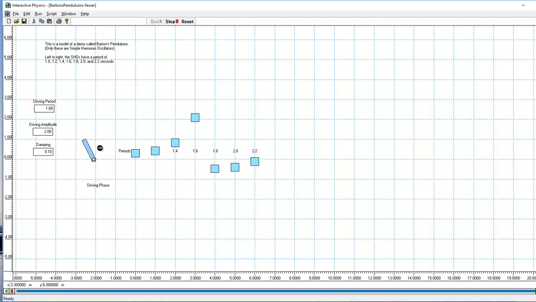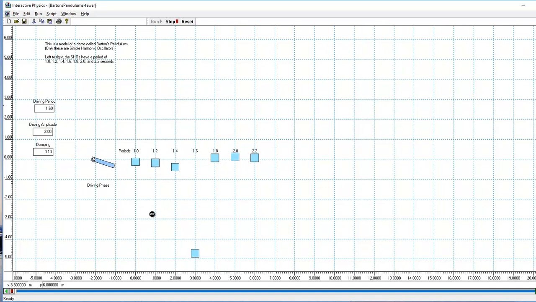So oscillators that are faster than the driver stay in phase. And that's because they're, what? I don't know why that is. It just is, right? They want to oscillate faster, so I guess they just stay in phase. That's not a very good explanation, is it?